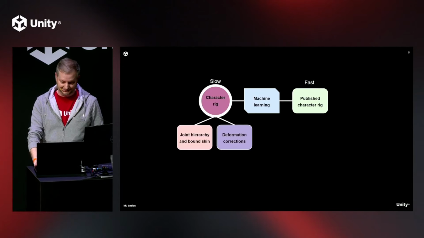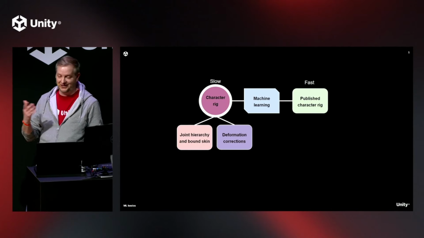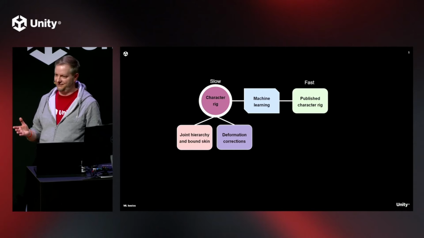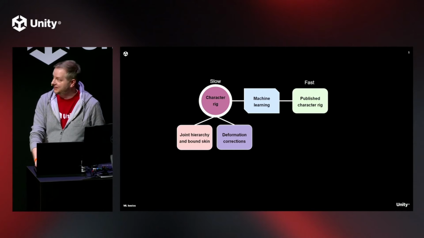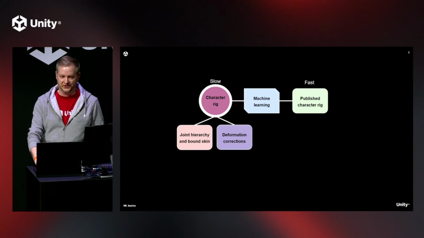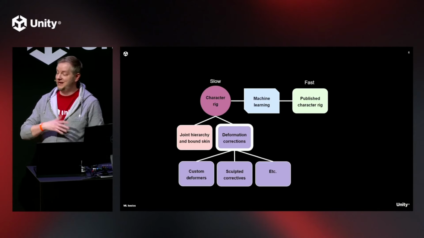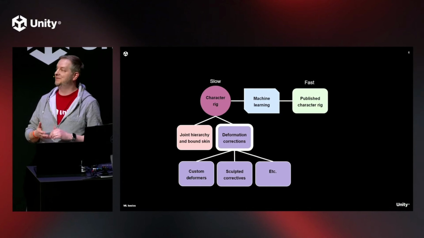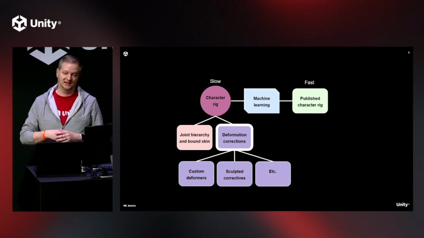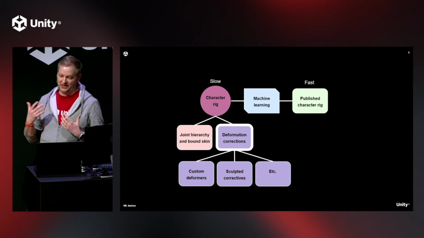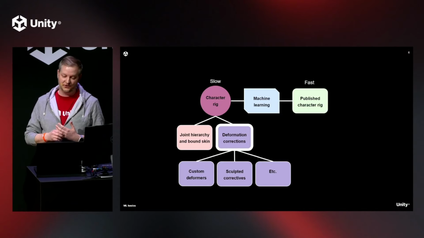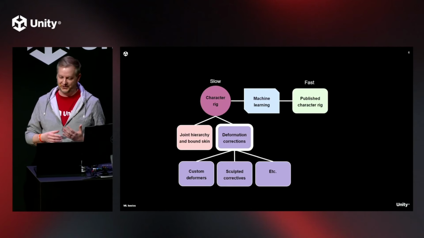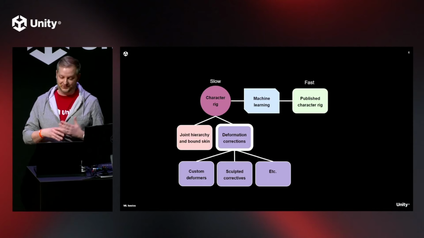So why is that? So our character rig is made up of a lot of different things, but two of the main components are the joint hierarchy and the skin, and the deformation corrections. And it's typically those deformation corrections that are going to be slow with our character rig. And those deformations could be made up of all kinds of different things. It could be custom deformers, it could be hand-sculpted correctives, it could be a helper joint system with a lot of different behaviors to help maintain skin's volume.